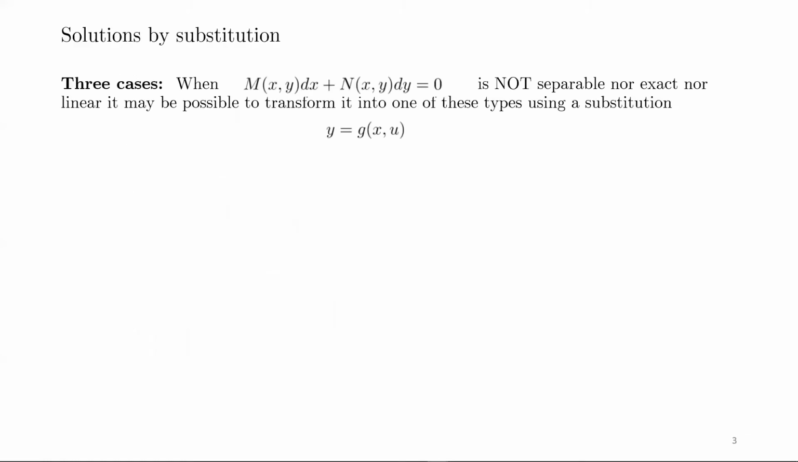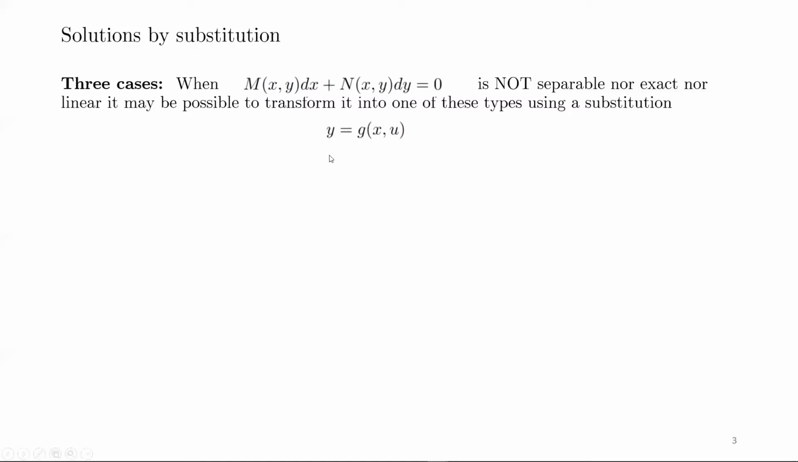So let's get into it. Let's consider if we're given a differential equation that looks like it might be exact, but it is not actually exact. When we check, the partial derivative of M with respect to y is not equal to the partial derivative of N with respect to x. So it's not exact, it's not linear, it's not separable. Then it may be possible to transform the equation into one of these types using a substitution.